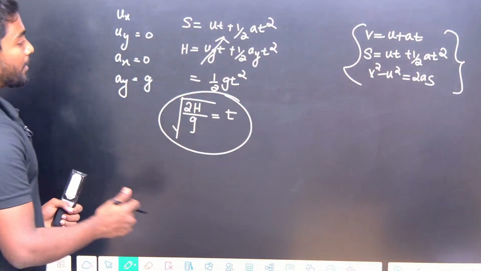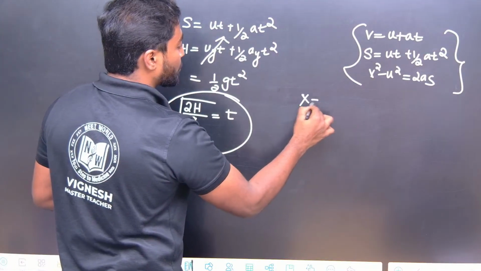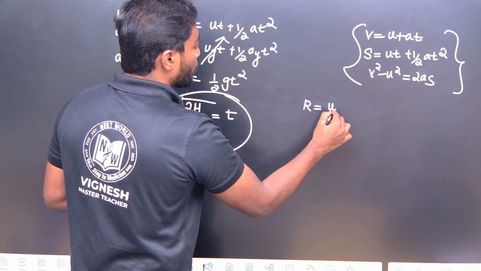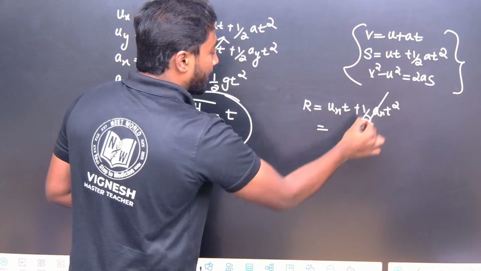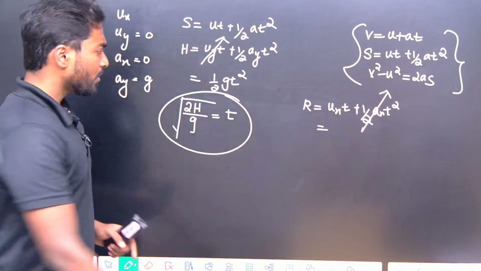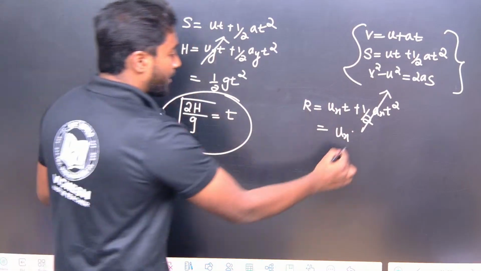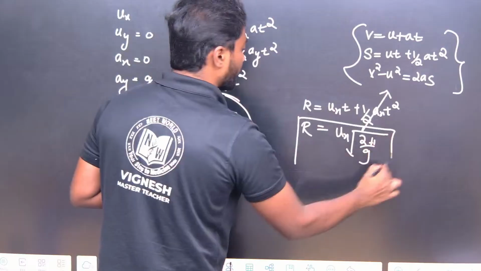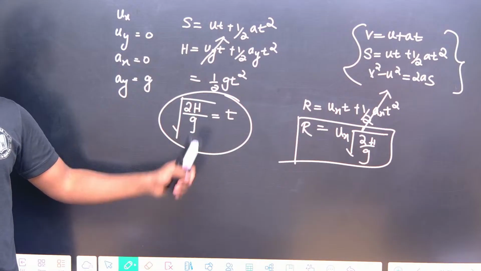Now let me take the range. Range, x, or R, is equal to ux t plus half ax t square. This term will become 0 because ax is not there, like 0 into something will again be 0. What else is there? ux is there. What is t here? Time of flight, I can write like this, root over 2h by g. This is my range. Got it? This is my range and this is my time of flight. Any doubt over here?